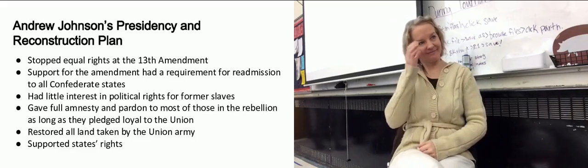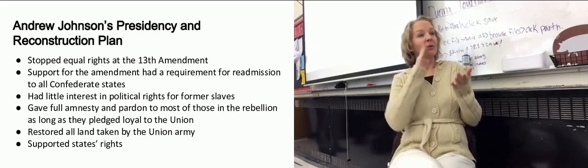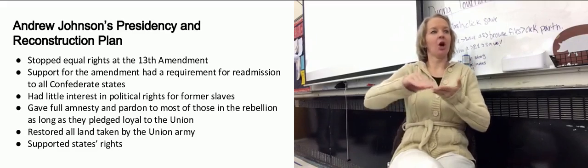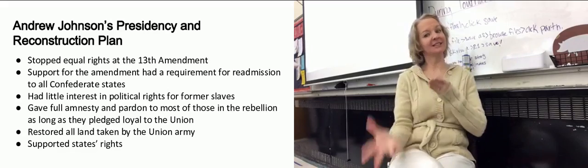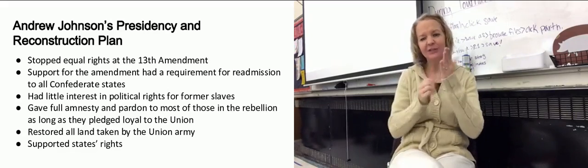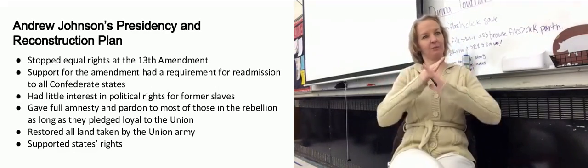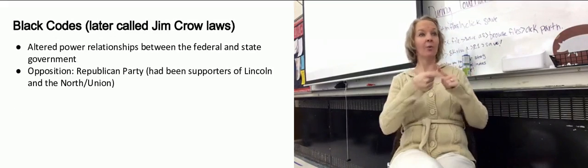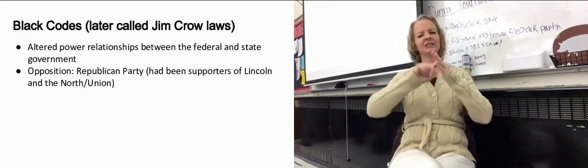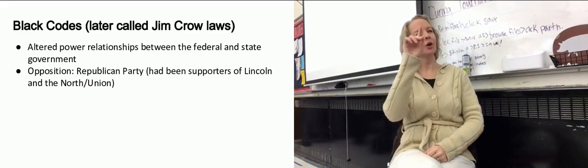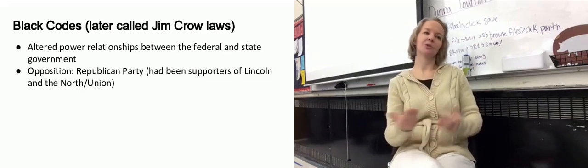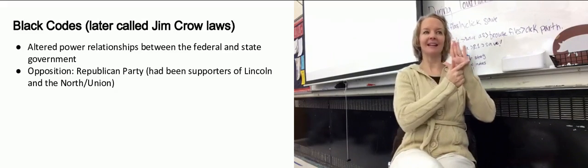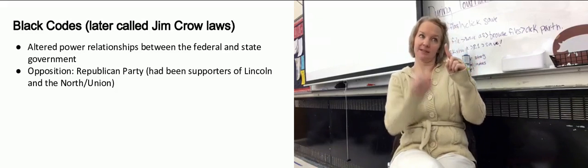So what he's going to do is, for example, he's going to pardon almost everybody that was a Confederate leader. He is going to allow several states into the Union. He is going to protect states' rights. He is going to do everything he can in order to protect the South. Now, one way that he does this is as he begins his presidency, states begin to create those black codes. So if you will star those black codes, which again we've talked about previously already. These are going to be those legalized discrimination, especially in the South, that begins to pop up.